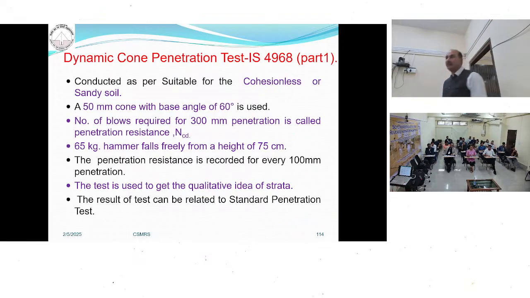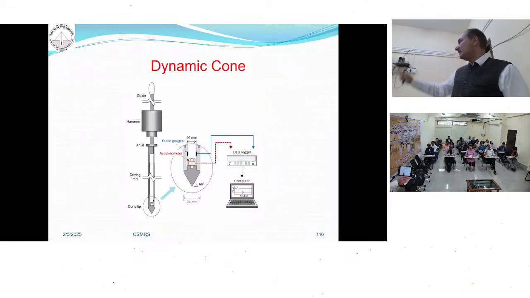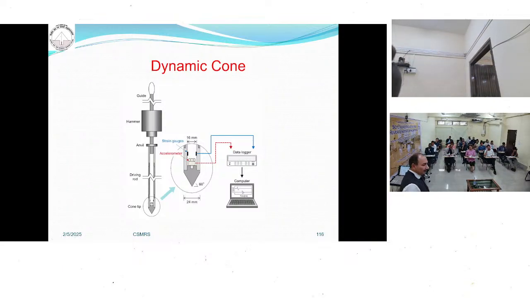Dynamic cone penetration test. This is a very simple test. This test does not require any kind of borehole. It is a very quick test. Normally at the feasibility stage of the project, we conduct this kind of test. There is a cone, and its apex angle is 60 degree, and diameter is around 50 millimeter.